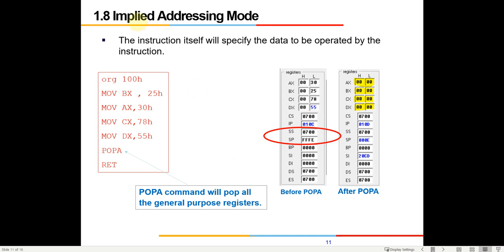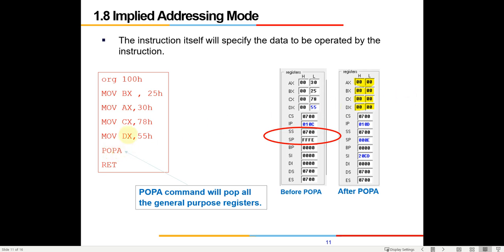And then you have implied addressing mode, wherein the instruction is implied and no specific register is mentioned. For example, when you write POPA, the contents of all these 4 registers will be popped from the stack. So we are initially putting 4 different data into 4 registers, and when you write POPA, it is going to fetch the data, right?